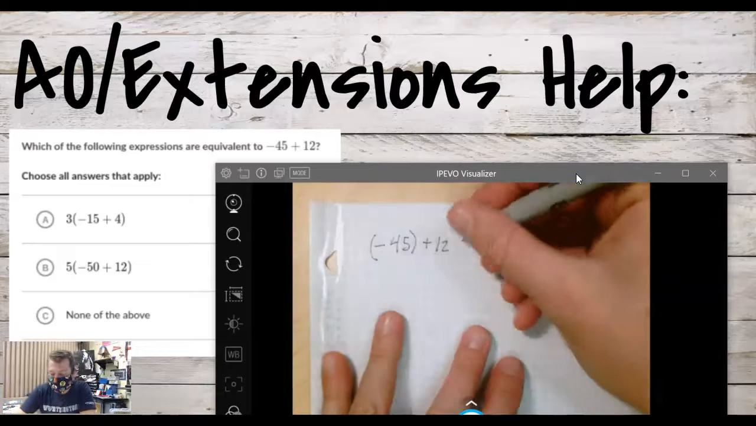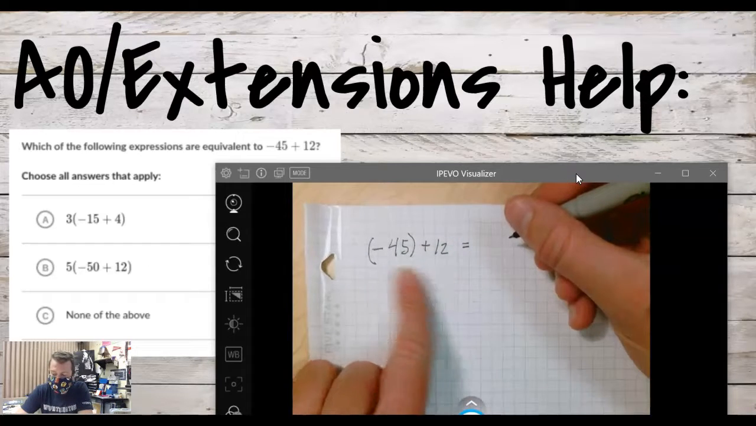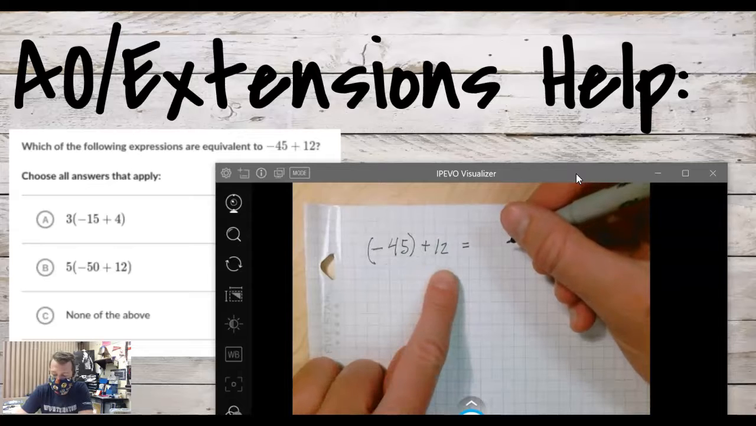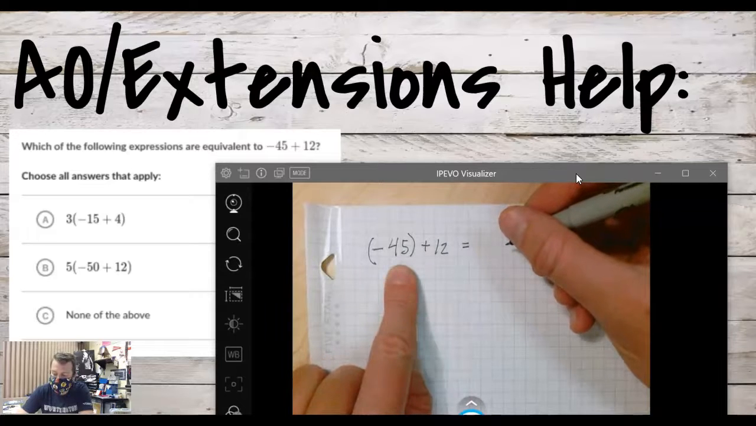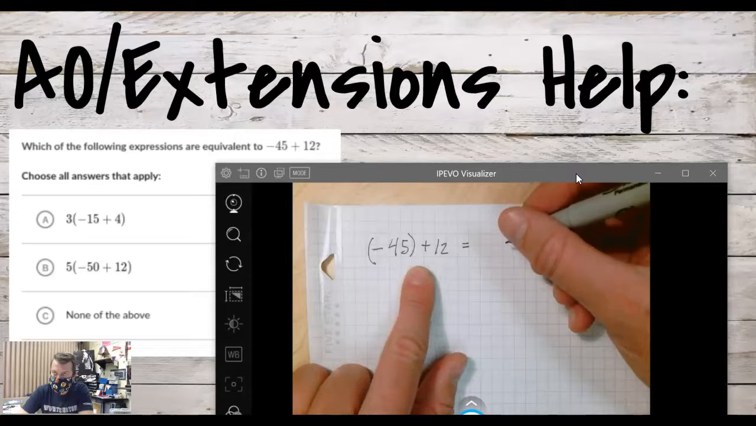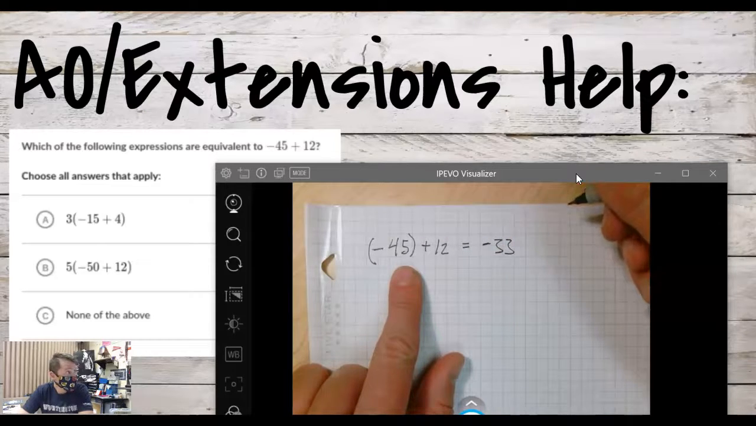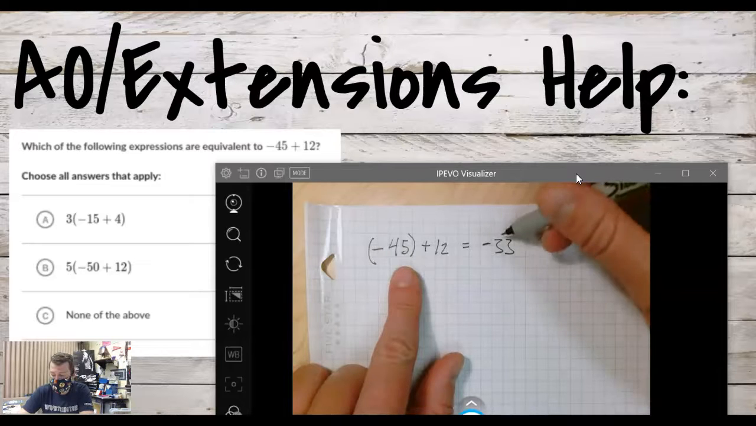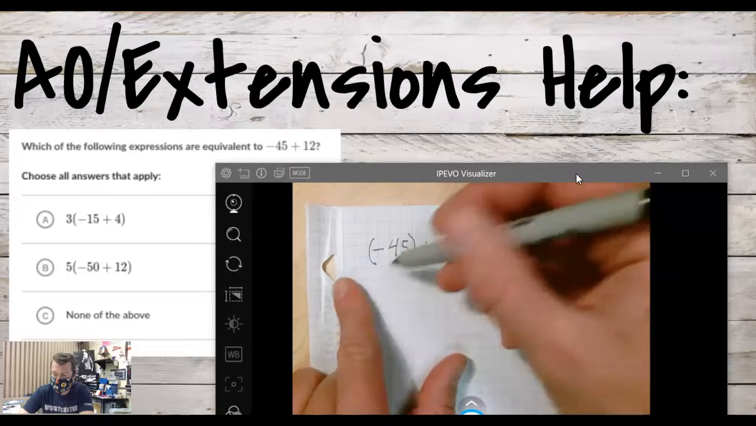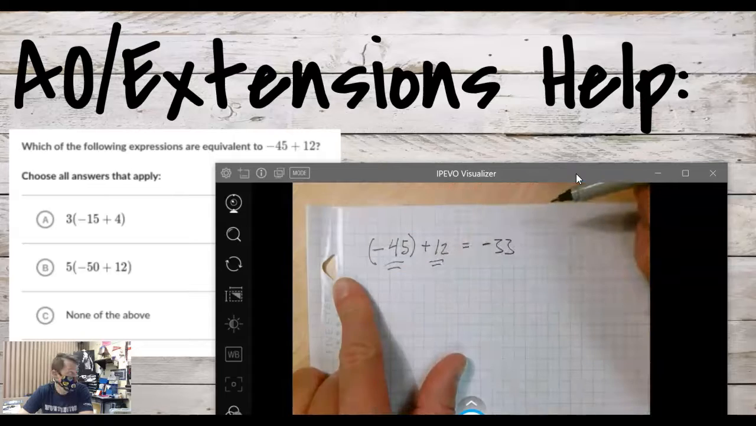So if I think about this, I can really think good guys, bad guys, right? Bad guys are stronger than the good guys. So the bad guys are going to win by a difference of 33, I think. So what we need to think about is which one of these would give us either a final answer of negative 33 or the two numbers of negative 45 and positive 12.